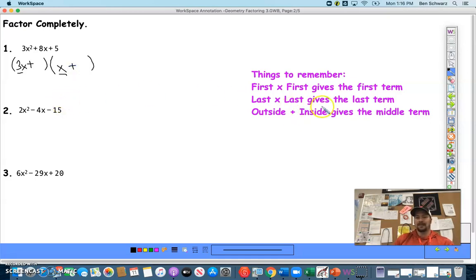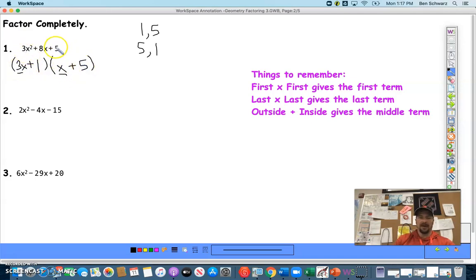Okay? Last times last gives you the last term. So I got to think of 2 numbers that multiply to give me 5. So my options are 1 and 5, or I could do it backwards and do 5 and 1. And it does make a difference now because one of your parentheses has a 3x, the other has a single x. So it's kind of that guess and check. So let's say we try 1 and 5. What would happen here is, yes, 3x times x is 3x squared.